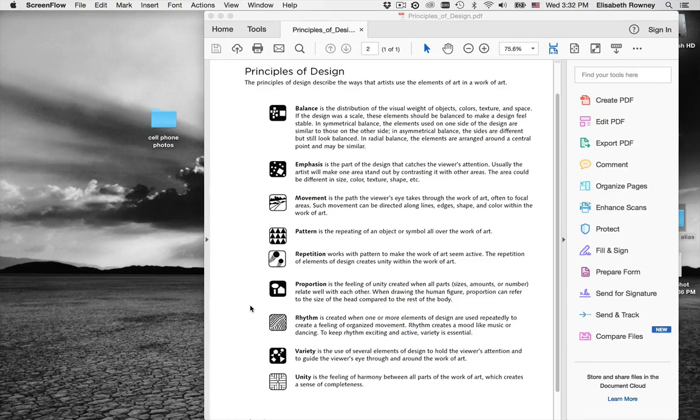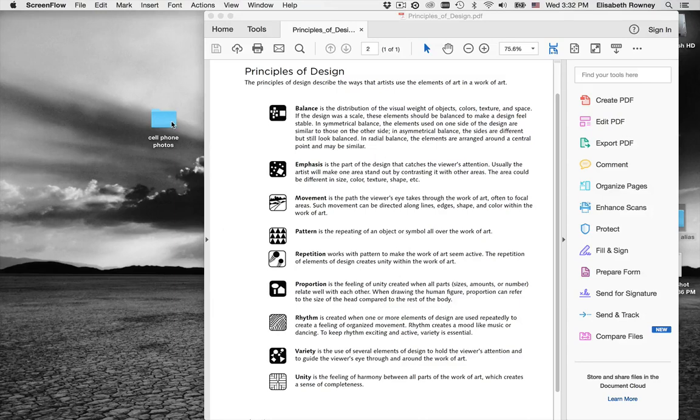Variety and unity are also two terms that a lot of students try to interchange, but variety and unity is kind of self explanatory. Variety, there are several elements that hold your attention, so there may not be one clear emphasis. Unity is like everything's in harmony. So unity does work at the same time as rhythm. Everything is together.